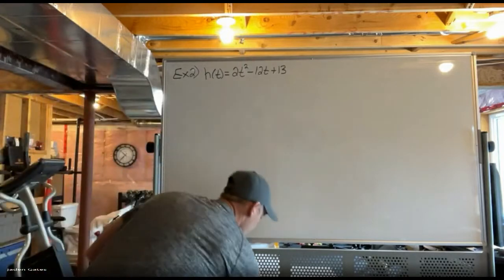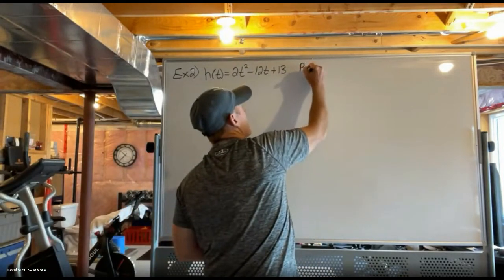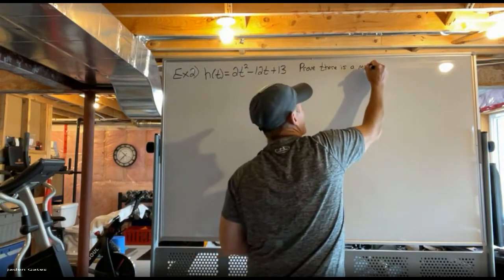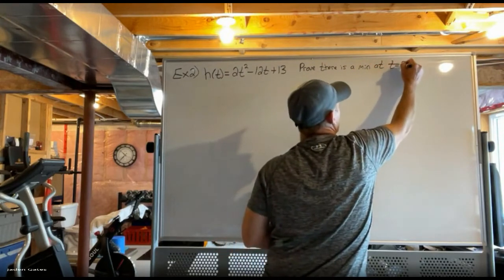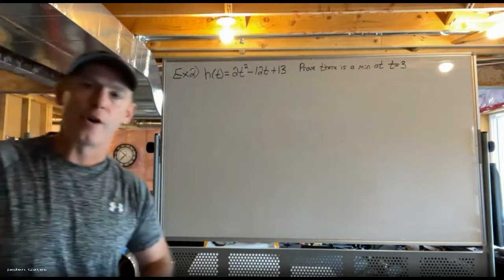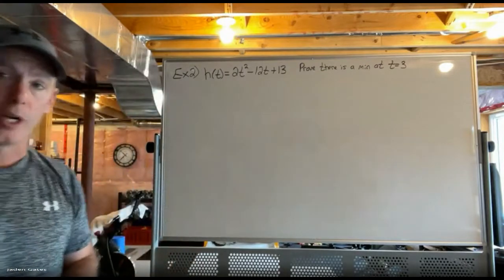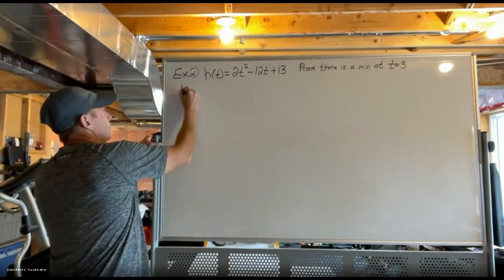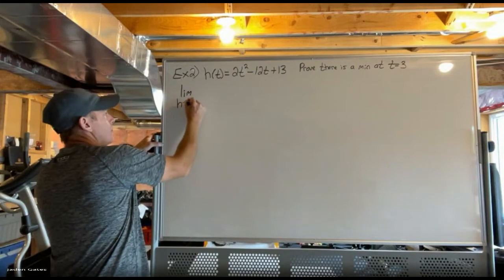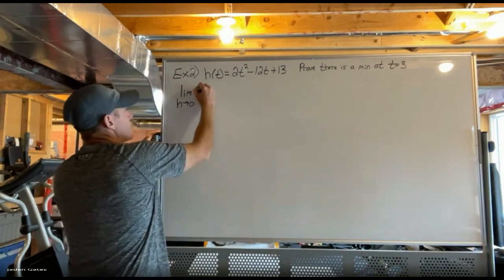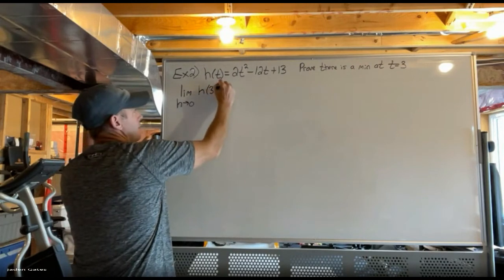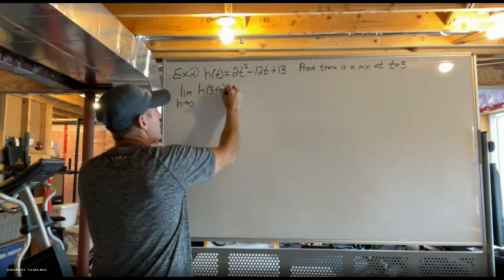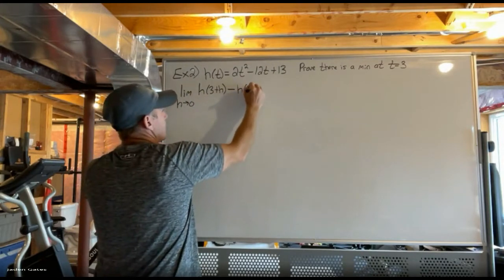All right, so we want to prove there is a min at t equals 3. All right, so the first thing we're going to have to do is find that instantaneous velocity at t equals 3. Prove the slope is 0 there. All right, so again, we're going to look at the limit as h approaches 0. And again, it's going to be h of 3 plus h. Oh, nice with the height function. These h's are different. Minus h of 3 divided by h.